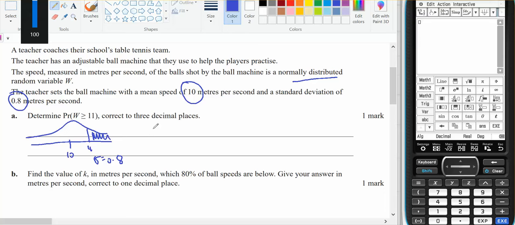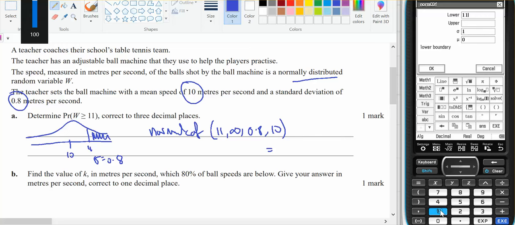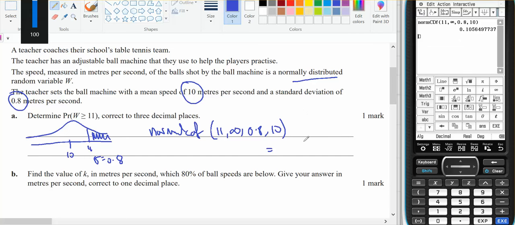We're looking for the normal CDF, from 11 to infinity, with 0.8 and 10, and that gives me 0.105649. To 3 decimal places, that's 0.106.